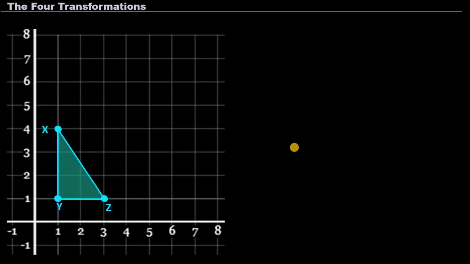So the final transformation for these geometric transformations is the dilation. And a dilation is scaling a shape, whether up or down, by a factor of n. This is not rigid because you're not preserving the lengths of the shape anymore. You're scaling them up or you're scaling them down, they're not staying congruent.